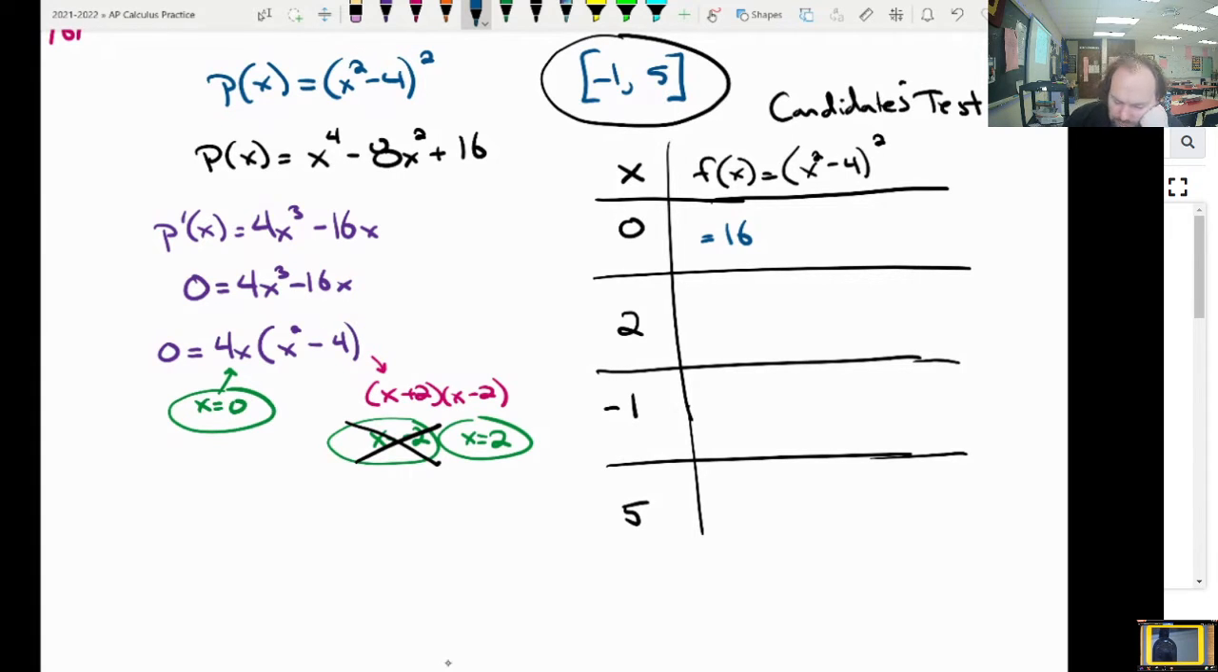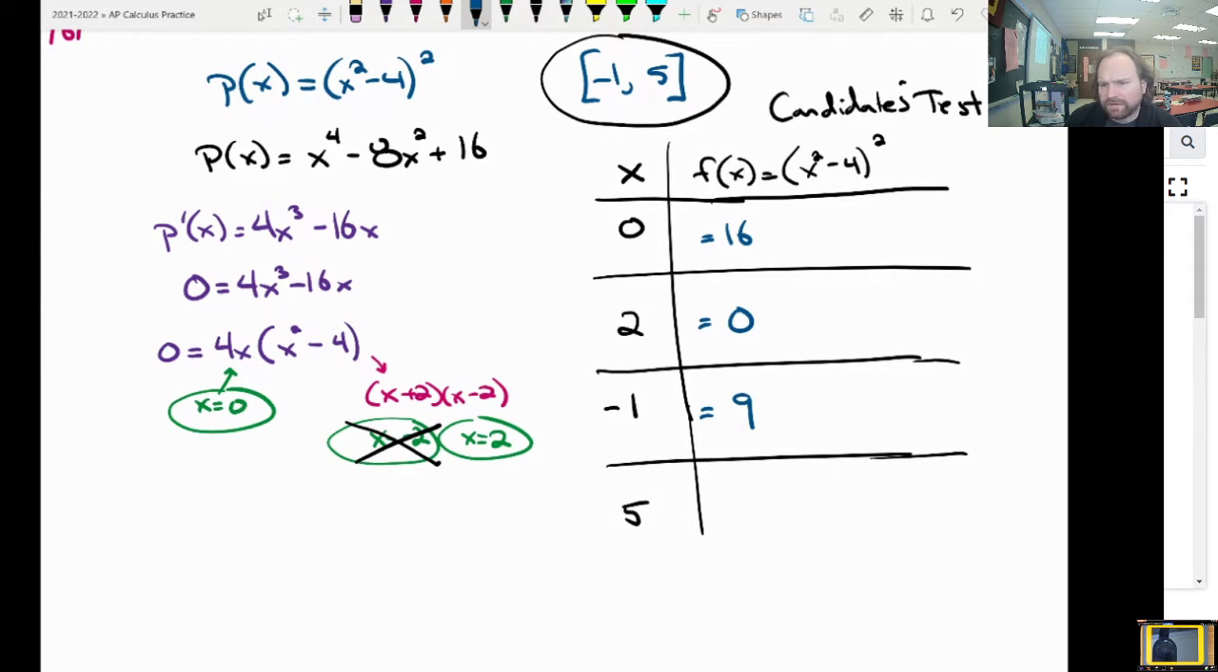Here we would have 2 squared. 2 squared minus 4: 2 squared is 4, 4 minus 4 is 0, so this is 0 already. Not winning against 0. If you plug in -1, we get positive 1. 1 minus 4 is -3, and -3 squared is 9, so it's not that one.